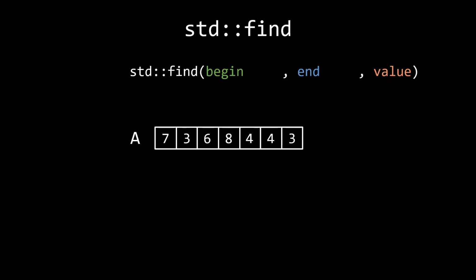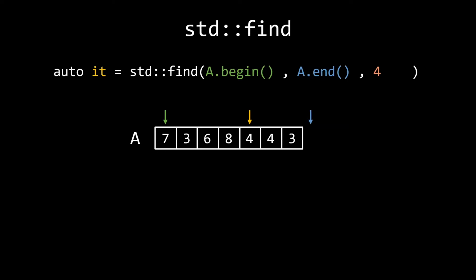As with all the algorithms we'll discuss today, find takes its input range using two iterators. As a third argument, it takes the value to search for. I can, for example, search this container A for the value 4 by passing the begin and end iterators of the container. Find will then do a linear search from begin to end to find the 4. Once it finds it, it will return an iterator to that position.